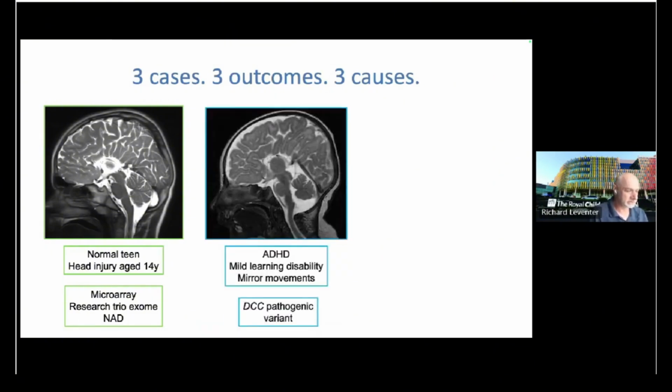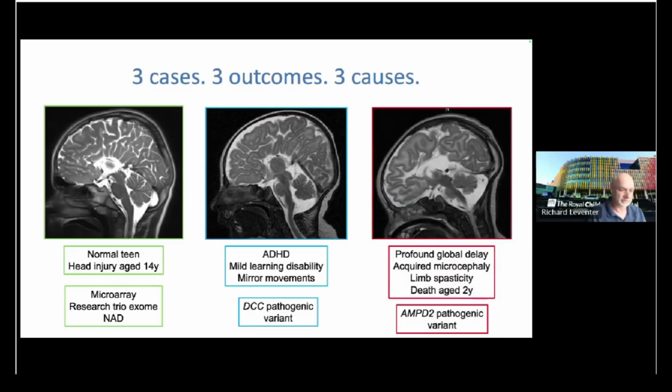This is another patient that was part of a study of ours where we published the identification of the gene DCC in patients with agenesis. This is a boy from a family where his two brothers and his mother were all affected. They all had very similar problems of ADHD, a mild learning disability, and mirror movements, and a pathogenic variant in DCC. And DCC actually does not mean disordered corpus callosum. The gene is called the deleted in colorectal cancer gene.